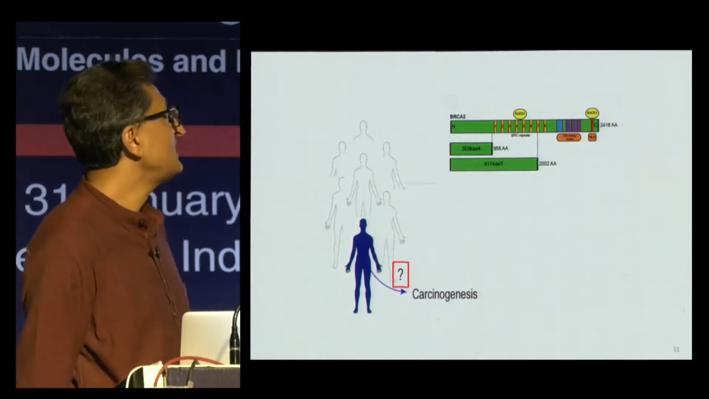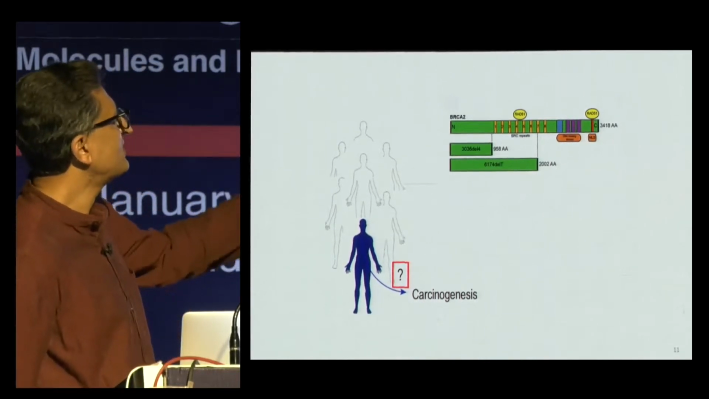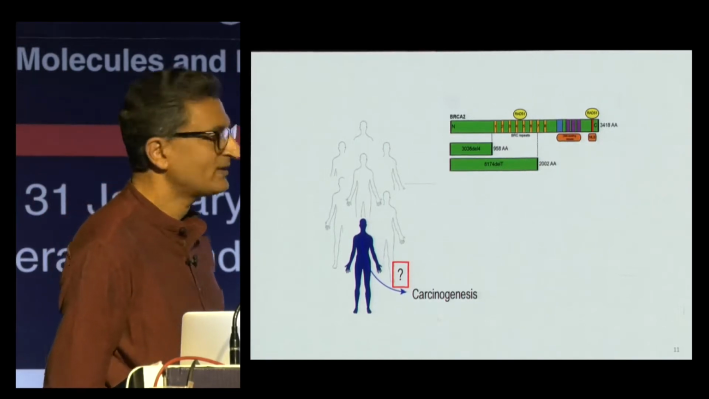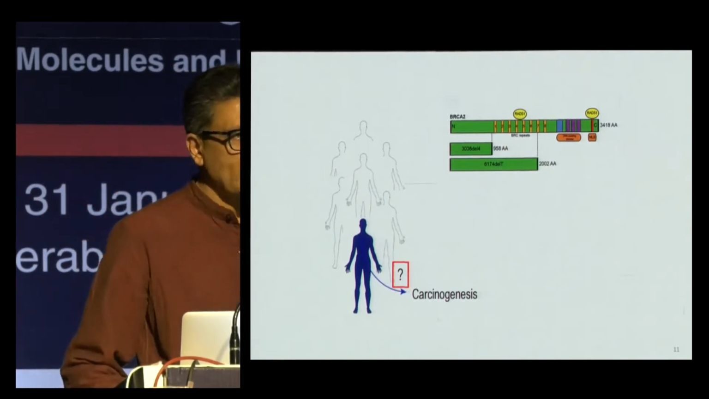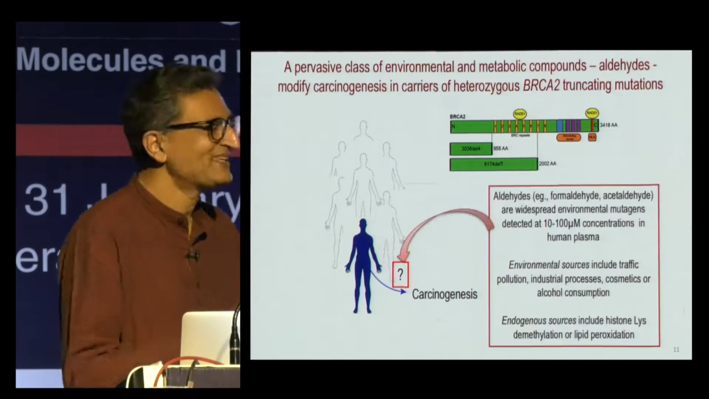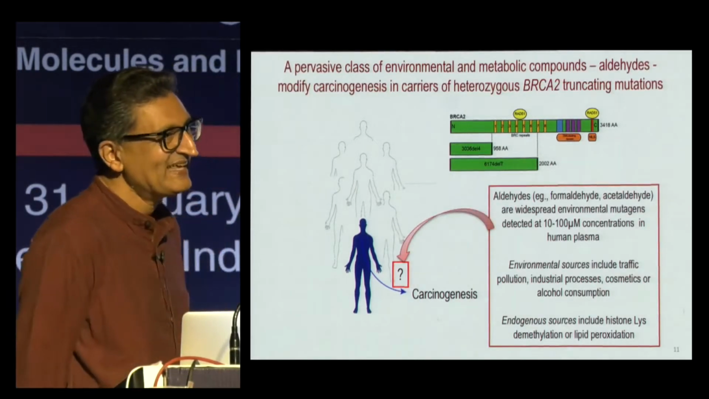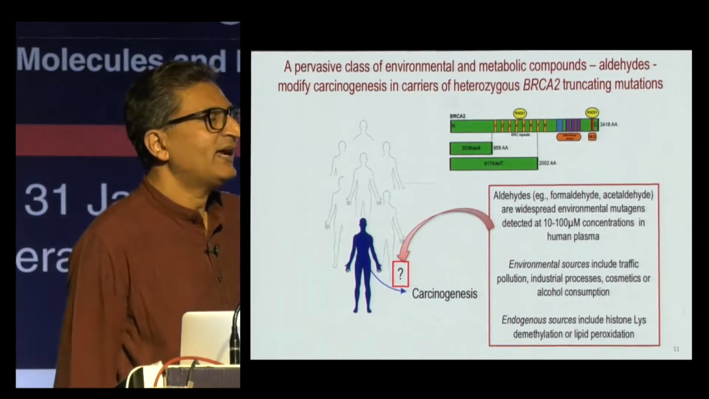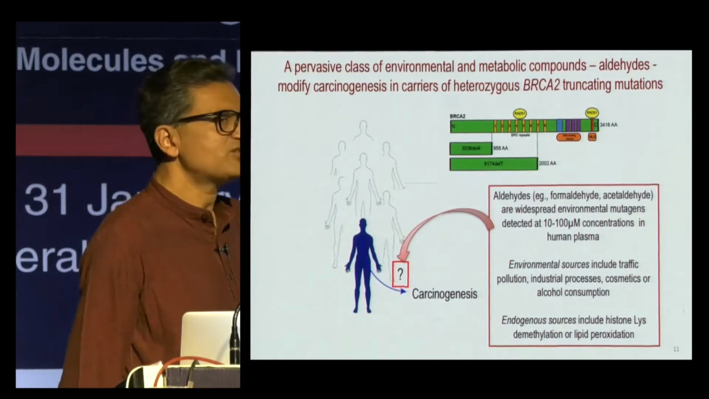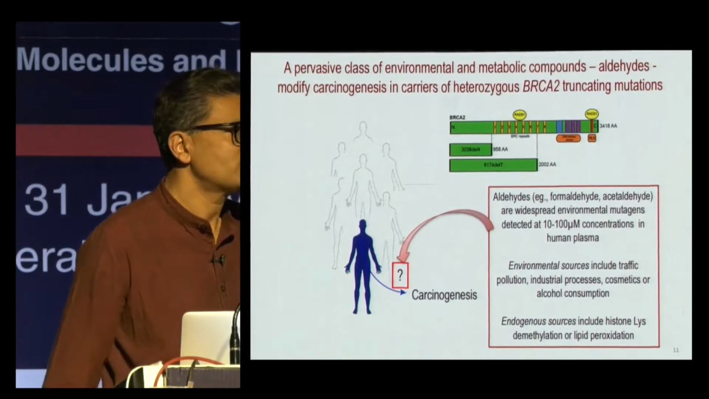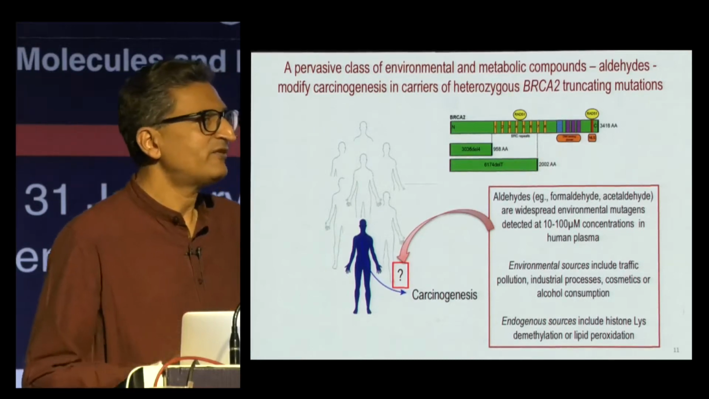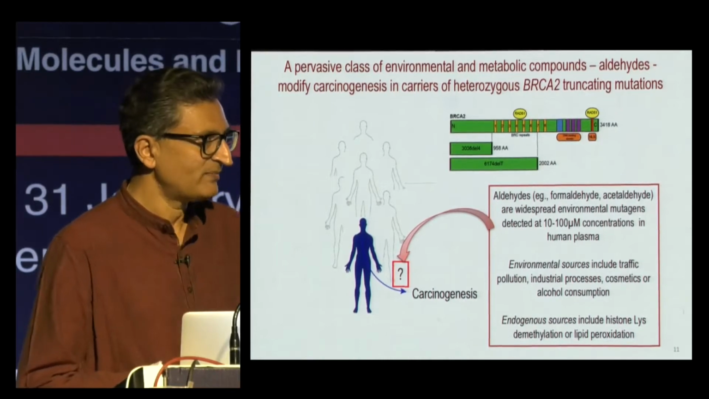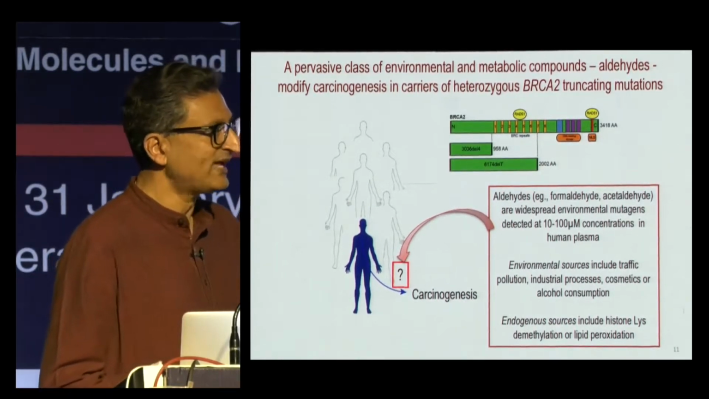What about truncating mutants? I'm showing you here two common truncating mutants in BRCA2 that are pathogenic. How do they work? I'm going to cut straight to the chase, knowing that I'll probably run out of time, and tell you the answer. We have, to our great surprise, found recently that mutation carriers for these truncating mutations suffer from, we think, a gene-environment metabolism interaction, which is what predisposes them to cancer.